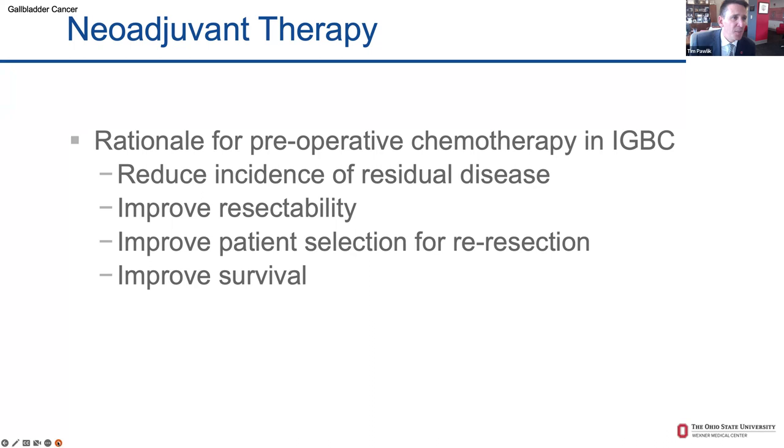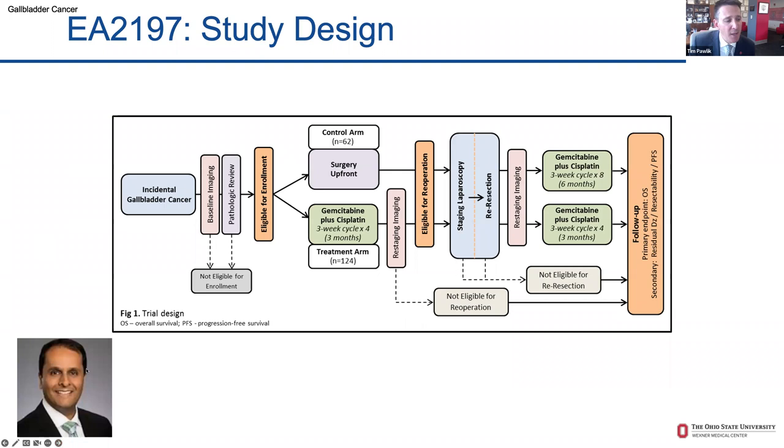So this is a clinical trial that my colleague, Dr. Mattel, who's pictured here in the corner, is the primary investigator on, that is currently open in the United States. This is for patients who have incidental gallbladder cancer, who get baseline imaging and a pathologic review. And if they are deemed to be eligible for enrollment, so they have some of these high risk features and are deemed to be at higher risk for early recurrence, then they're treated either with surgery upfront, or they're treated with neoadjuvant therapy with gem plus cis, based on the New England Journal of Medicine paper that I showed you.